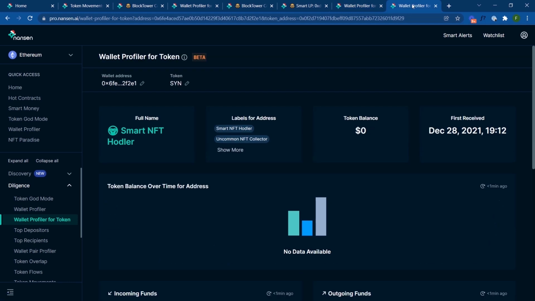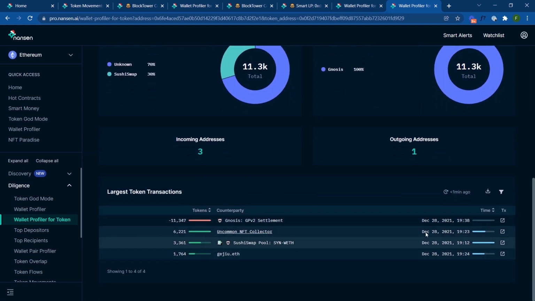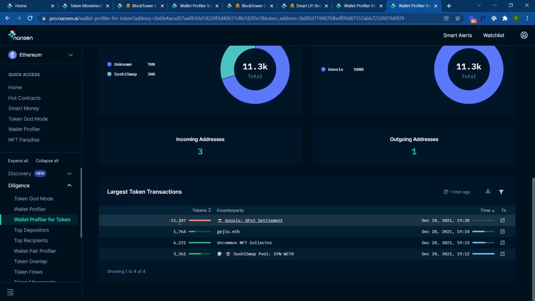For the smart NFT hodler, instead, we have no time data, which usually means that there isn't a complete day worth of data. Looking at the transactions, we can see that they have bought from 3 sources and have sold it all in a matter of a few minutes.